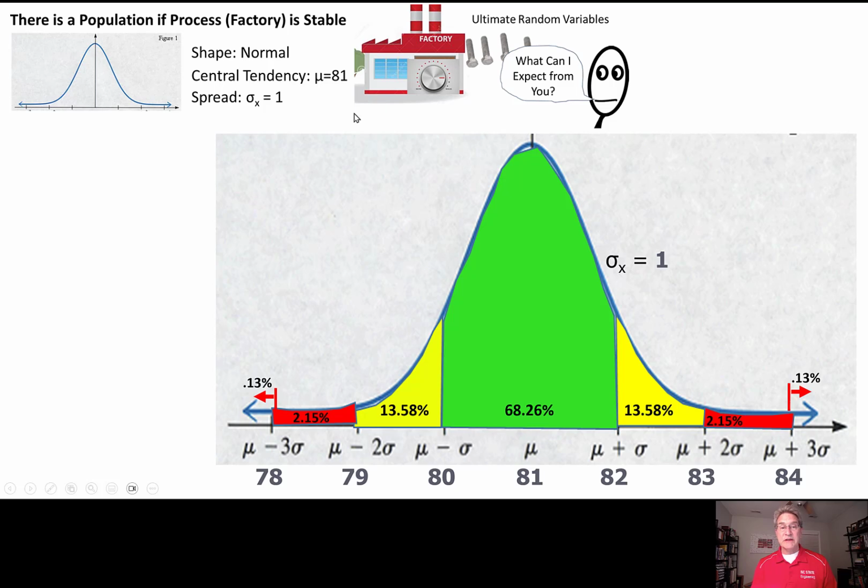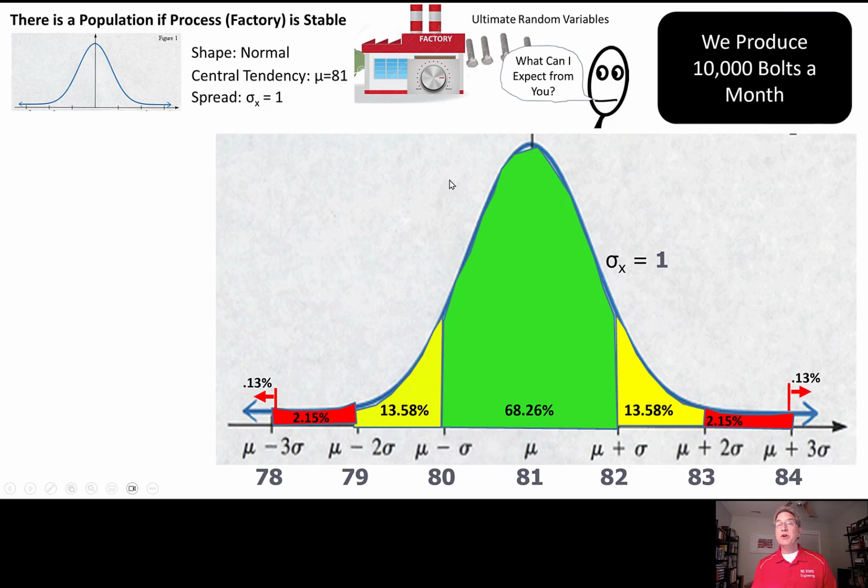So here's our factory. You see the distribution, average of 81, standard deviation of 1. There's our percentages. And let's say we produce 10,000 bolts a month. Now, I did a little research, and that's not a lot for bolt manufacturers. They produce a lot of bolts. But look what happens. So what does that mean? How many are we going to have in this green area? The math's pretty easy with 10,000. We're going to have 6,826.